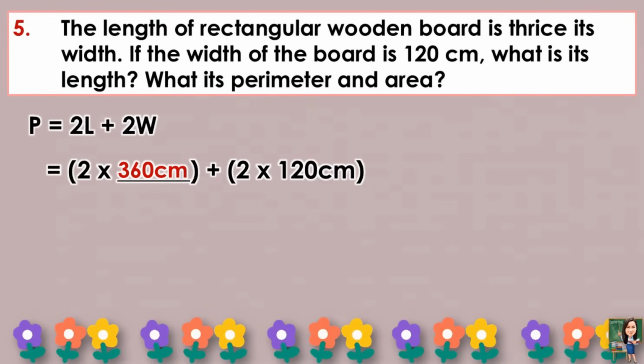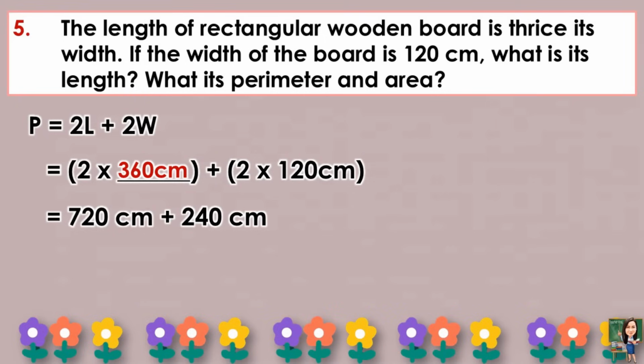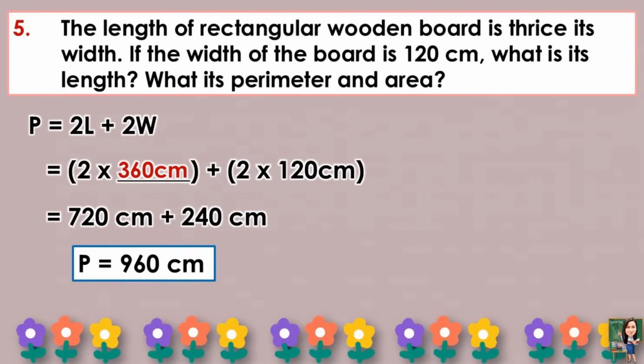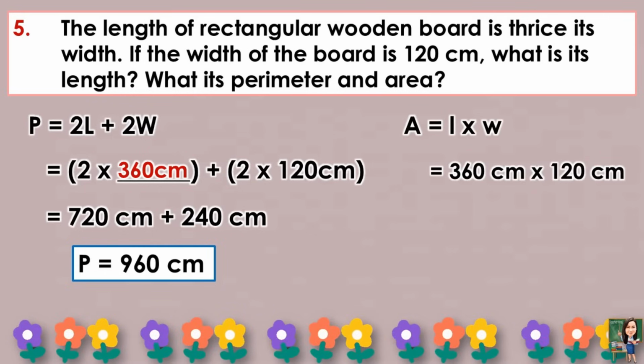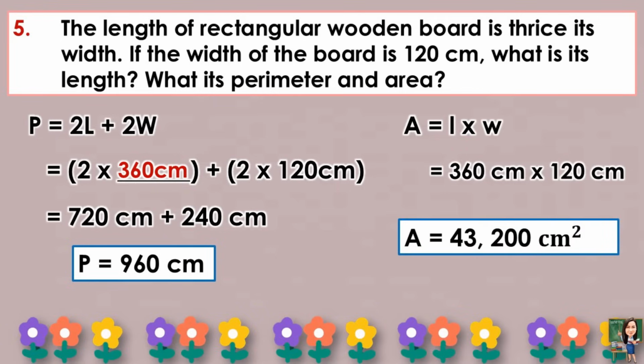And then, multiply 2 times 360 equals 720 centimeters, which is the 2 length. And 2 times 120 is 240, which is the 2 width. 720 plus 240 equals 960 centimeters, which is the perimeter of the rectangular wooden board. Now the area, length times width, or 360 centimeters times 120 centimeters equals 43,200 square centimeters. So that is the area of the rectangular wooden board.